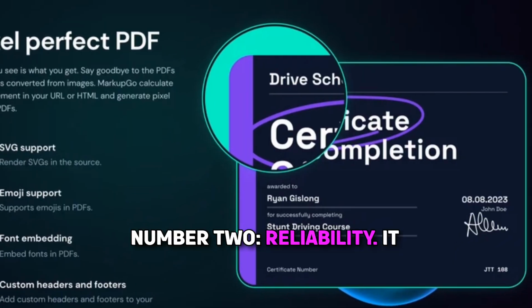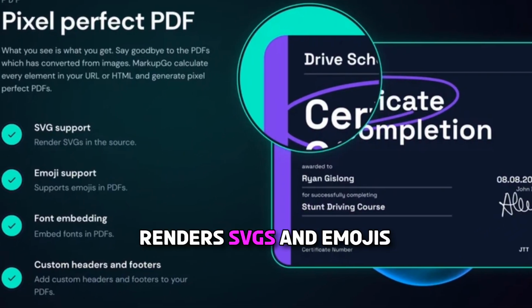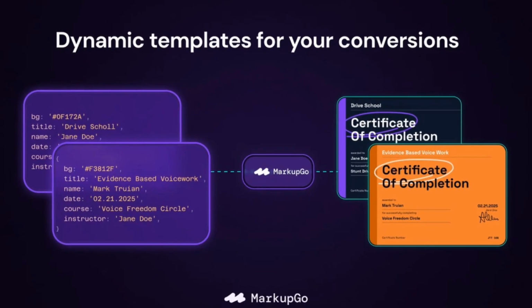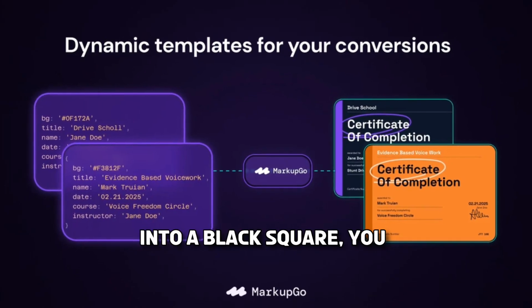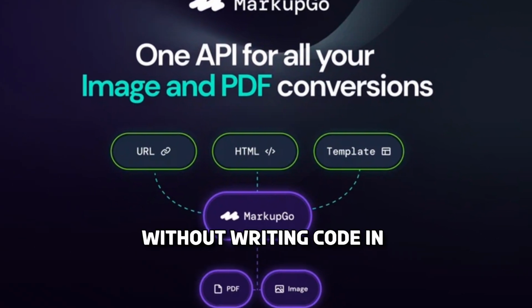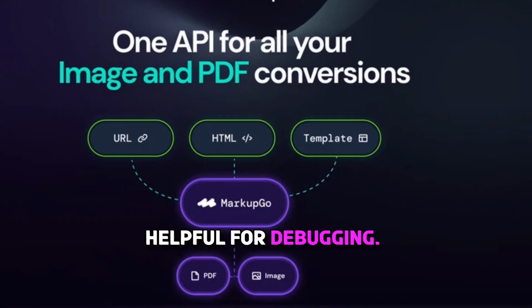Number 2, reliability. It renders SVGs and emojis correctly. That sounds small, but if you've ever had a PDF generator turn an emoji into a black square, you know the pain. Number 3, the playground. Being able to test your templates live without writing code in your own app is super helpful for debugging.